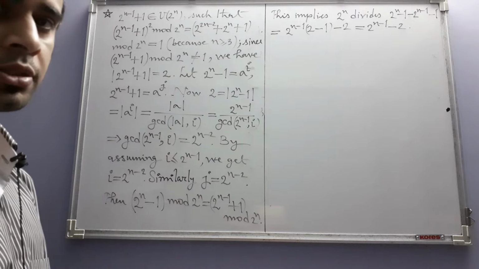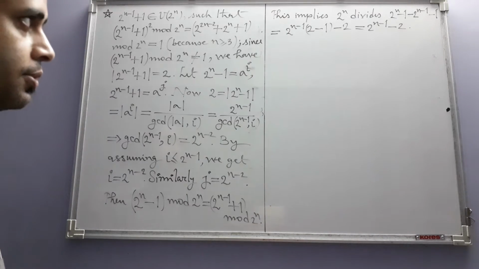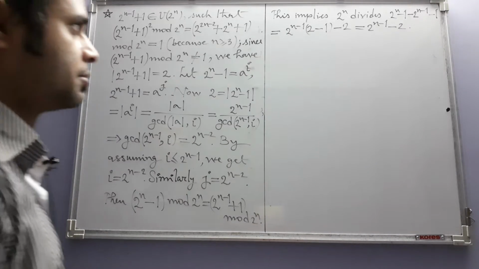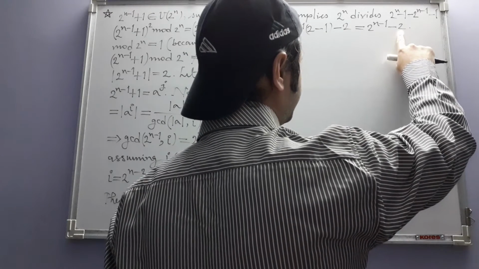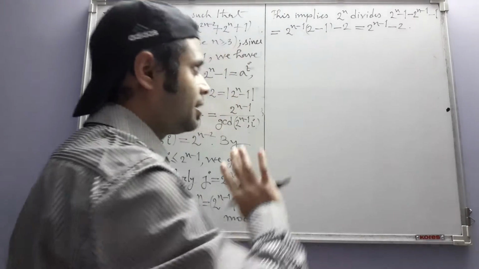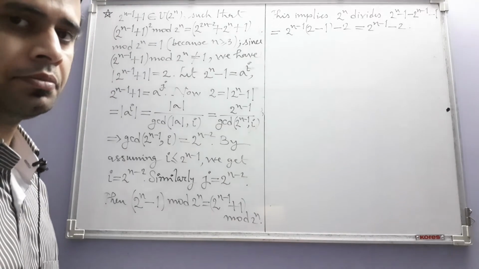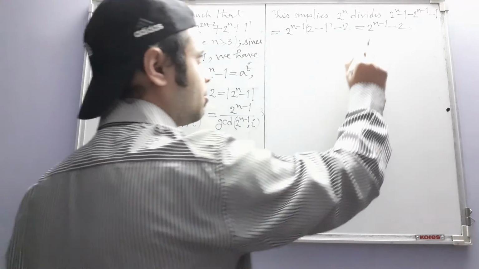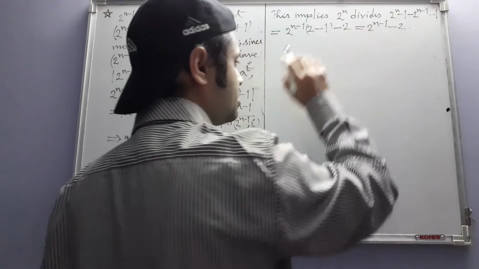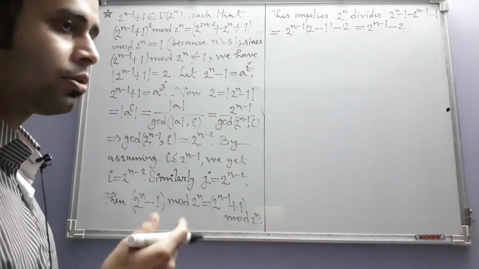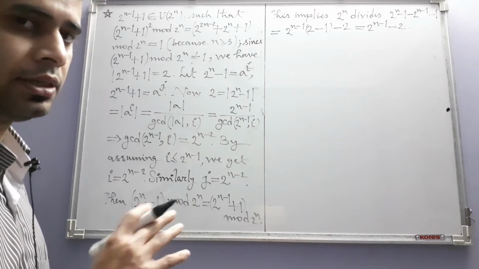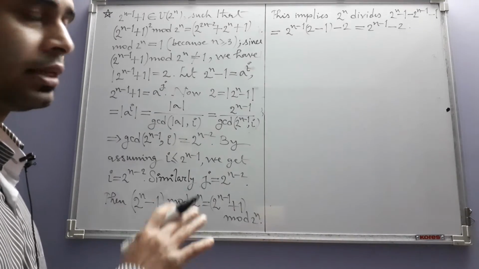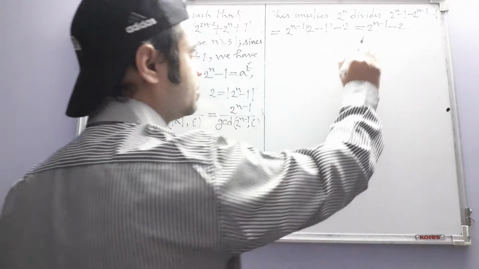And this is not possible. Why is this not possible? See, this integer is less than 2 to the power n. Naturally, because already 2 to the power n minus 1 is less than 2 to the power n, and on top of that we are subtracting 2. So that is making it even lesser than 2 to the power n minus 1.